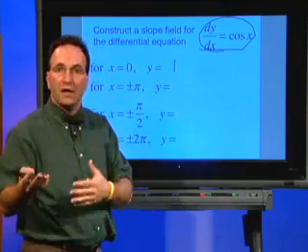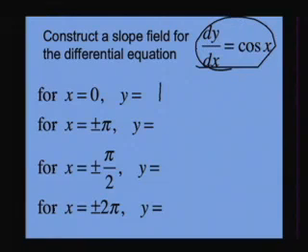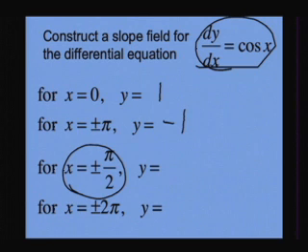So let's take x equals plus or minus pi. The cosine of pi and the cosine of negative pi are both equal to negative 1. So at pi and negative pi, we're going to have little segments with a slope of negative 1. What about now looking at x equal to plus or minus pi over 2? In this particular case, plus or minus pi over 2 and odd multiples of plus or minus pi over 2, like plus or minus 3 pi over 2, will all give us a cosine equal to 0. So for all of those, we will have little segments with a slope of 0.